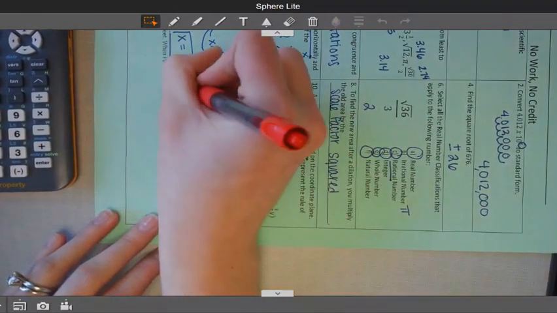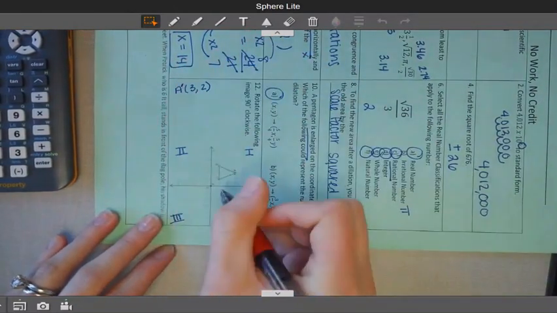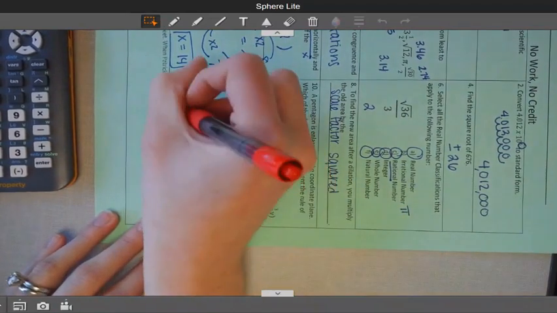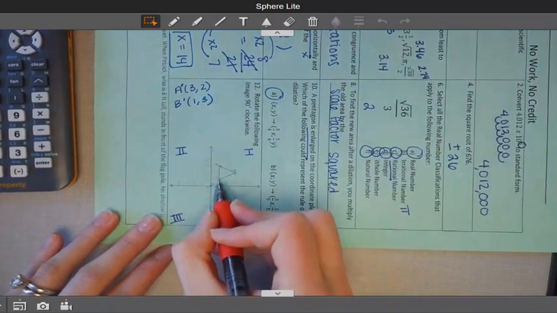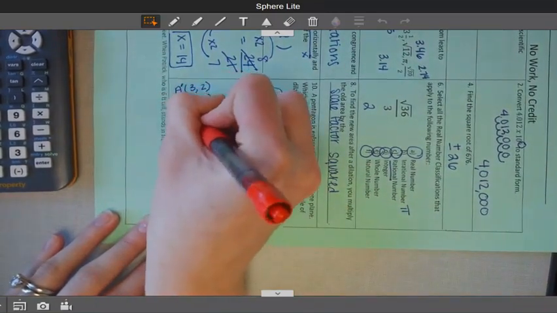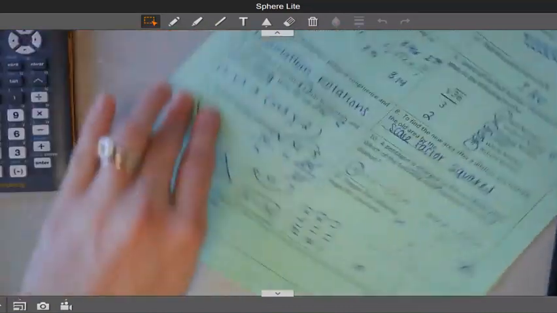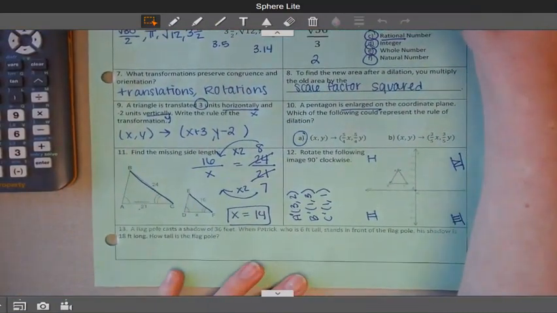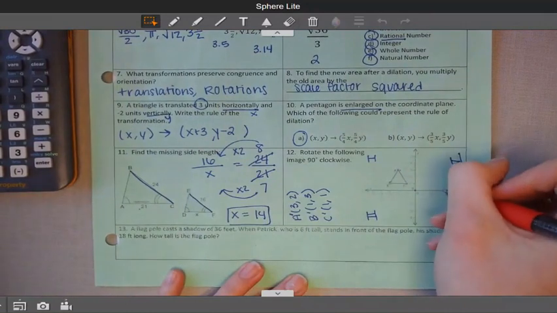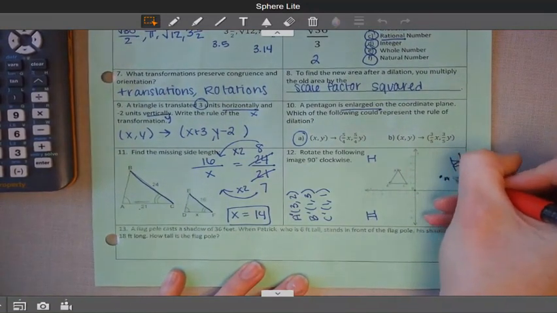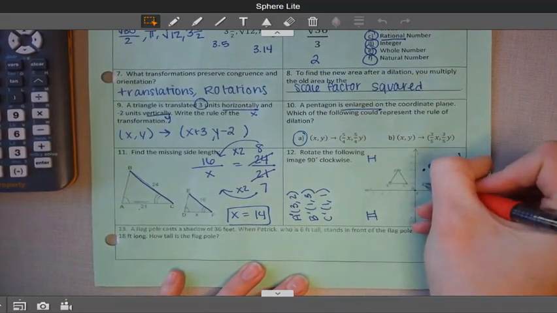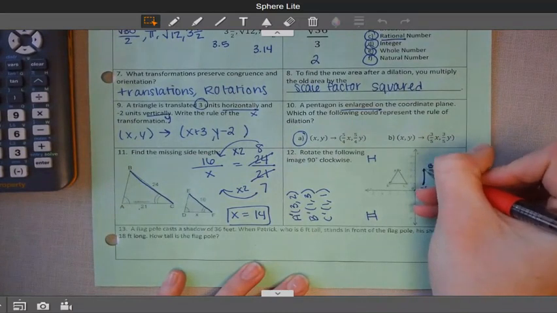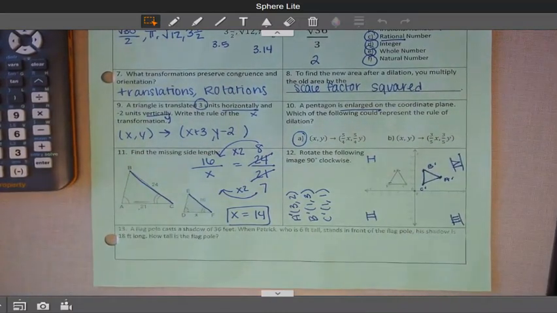A prime. A, I go 3 positive and up 2. So we're going to do 3, 2. B, I go 1 to the right, 3 up. So B prime is 1, positive 3. C, I go 1 to the right, 1 up. So C prime is 1, 1. Now I rotate my paper back to the original position, and I just plot these points. So we have 3, 2. That's A prime. We have 1, 3. That's B prime. 1, 1, C prime. I now have rotated my triangle 90 degrees clockwise.